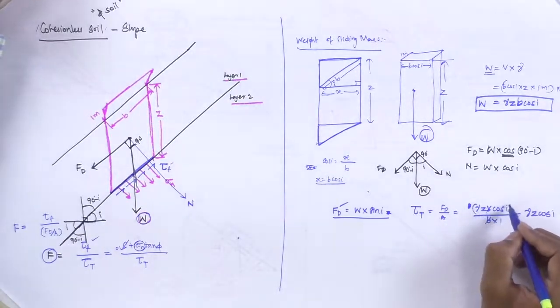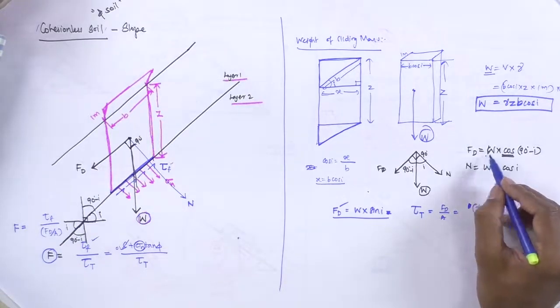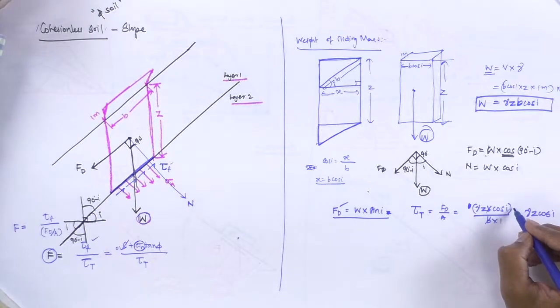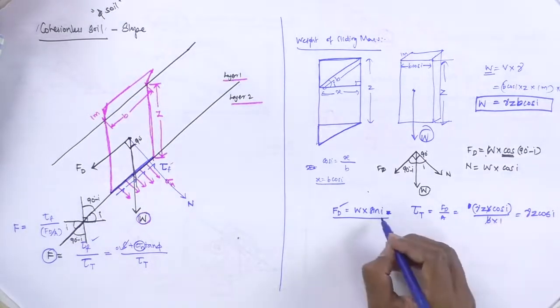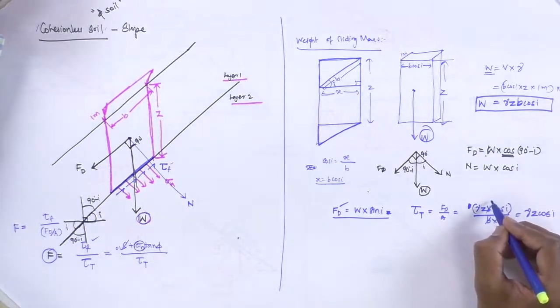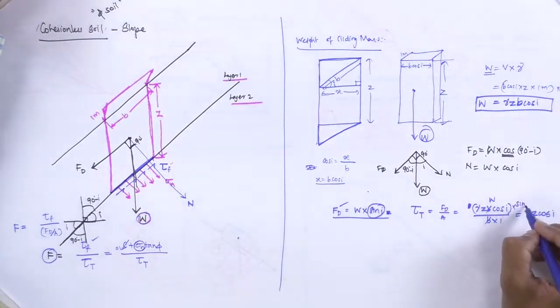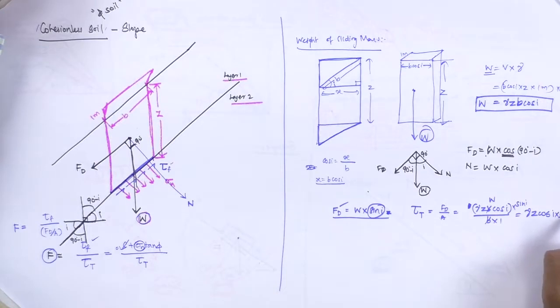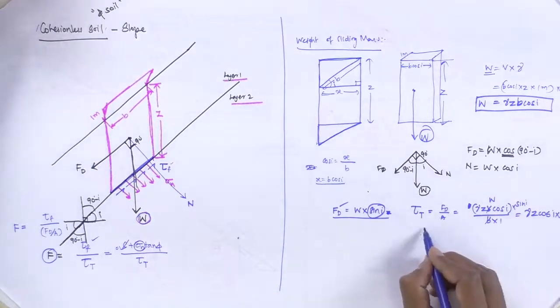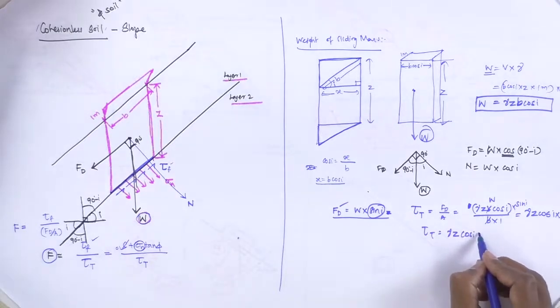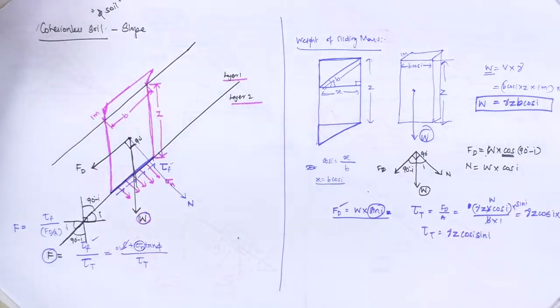Gamma z cos I is the W value, and FD is W into sin I. So tau t takes the form of gamma z cos I sin I.